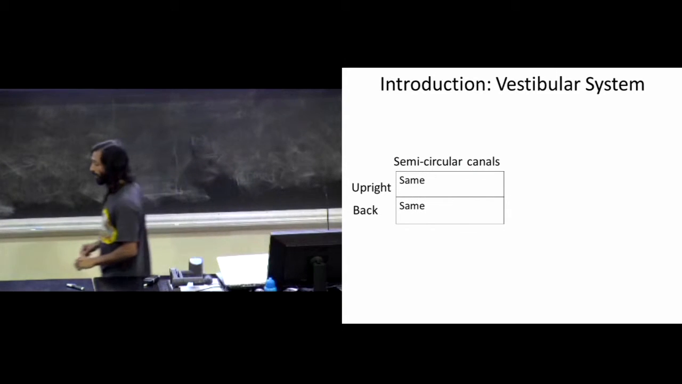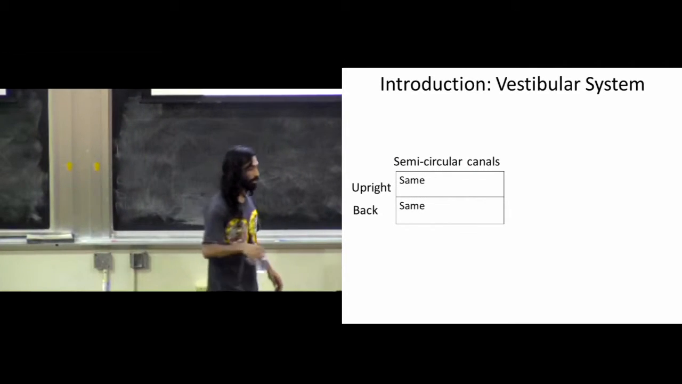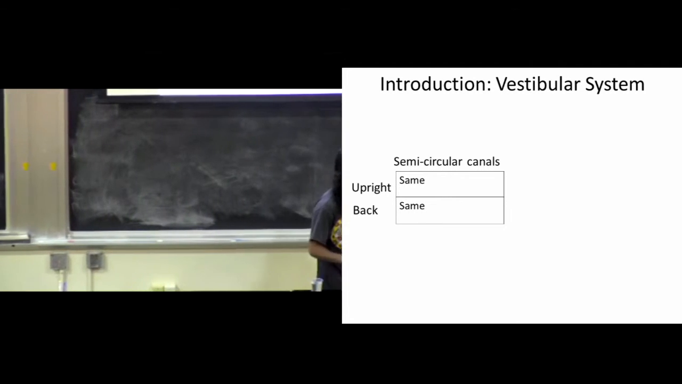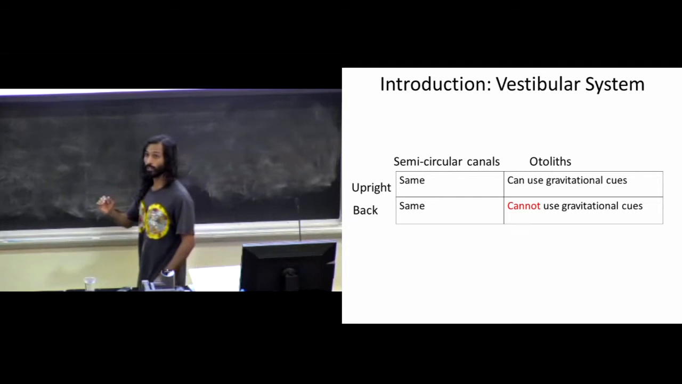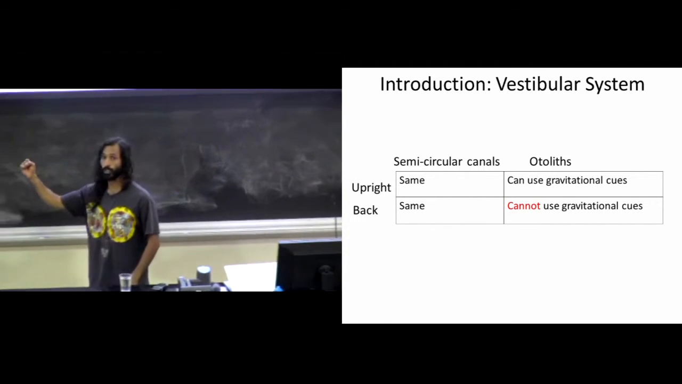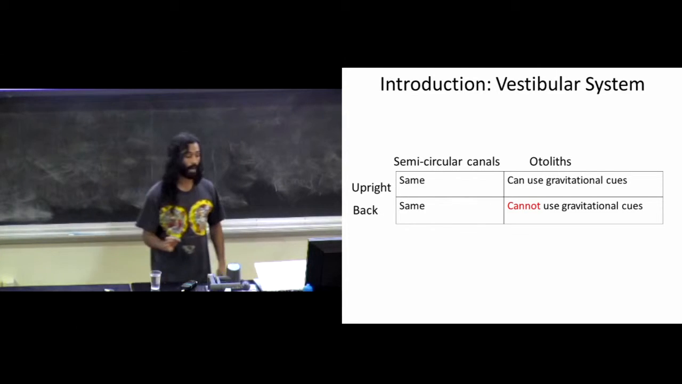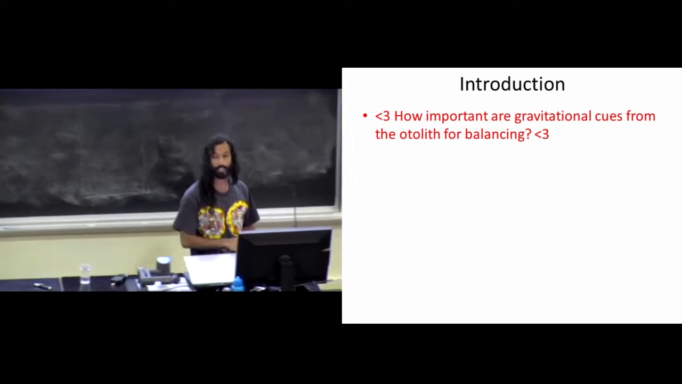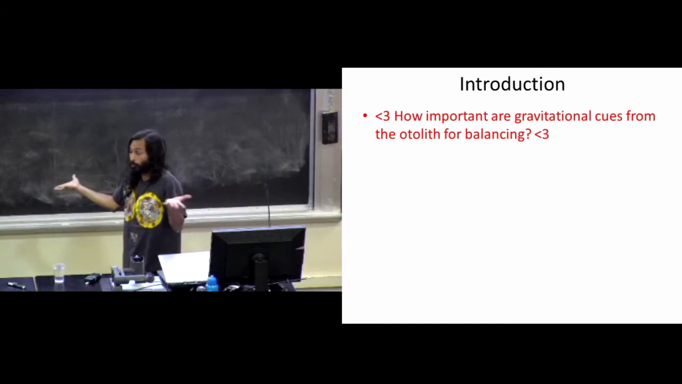So to summarize, when you're upright or on your back, your semicircular canals will give very similar information. In contrast, if you're upright, you can use your otoliths, you can use gravitational cues to figure out your angular position, but you cannot do that when you're on your back. And so the question of my presentation becomes, how important are these gravitational cues? Do you really need them?